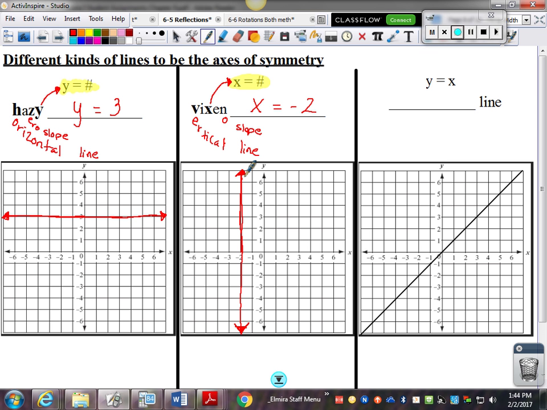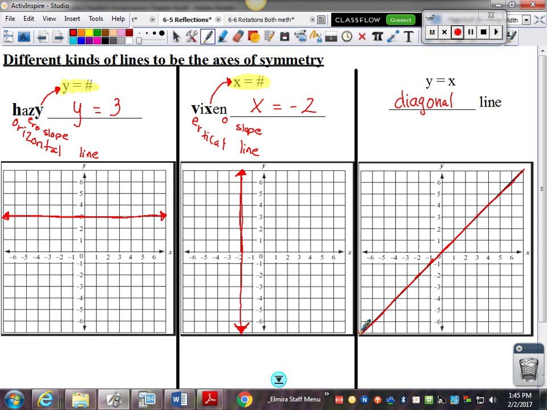y equals x is a diagonal line, but it isn't just any diagonal line. It is a diagonal line that runs at a 45 degree angle. You're going up one, right one, up one, right one, up one, right one. Or you could think of it as starting at the origin and drawing a line corner to corner to corner till I get to the edge of the graph. Many of you learned today that you don't start at the corner of the coordinate plane and connect it to the other corner unless it's a square. If it's a rectangle shape, that will not work. You start at the origin, go in one direction, perfectly diagonal, and go in the other direction, corner to corner to corner.